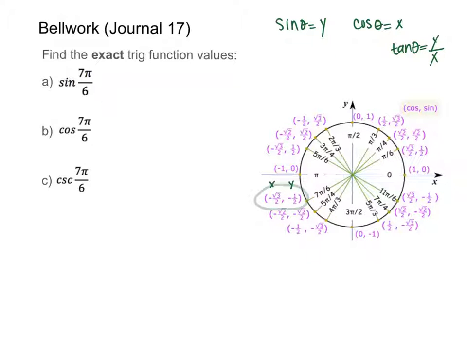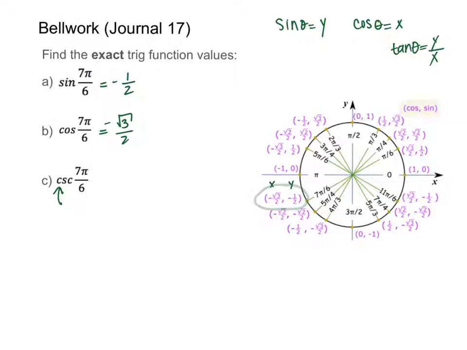Okay, so in this case we want sine of 7 pi over 6. Sine is connected to y, and the y here is negative 1/2. So sine 7 pi over 6 is negative 1/2. Cosine 7 pi over 6 is negative square root of 3 over 2. And then we have a cosecant.